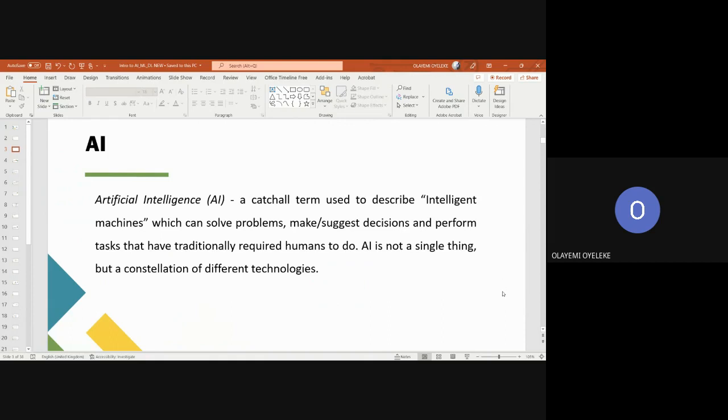Artificial intelligence is a catch-all term used to describe intelligent machines. Mark that word, intelligent machines, which can solve problems, make or suggest decisions, and perform tasks that traditionally required humans to do. Now, when you hear AI, AI is not just a single thing, but it's a constellation of different technologies. It's a catch-all term. So it comprises different technologies that we use in the modern world, and those technologies produce the data that we analyze in data science. So AI is like the umbrella name, the catch-all term that encapsulates all these technologies.